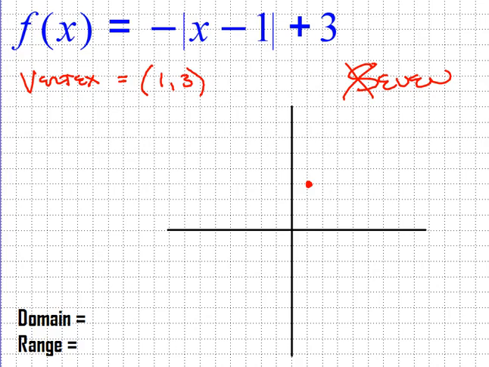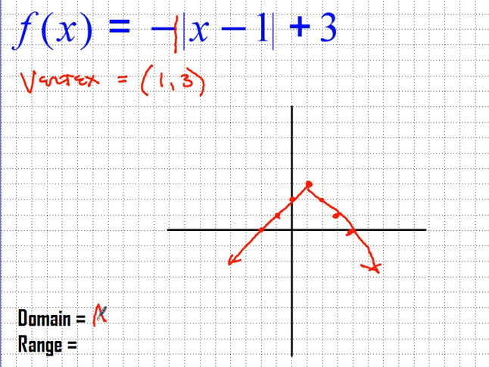Now, I have my vertex, and then now I got to use my slope from here. It's just negative. There's no number out there, which means it's really -1, which really means we're just reflecting it and opening it up downwards with a slope of -1. And that's going both ways. All right. There's my absolute value graph.